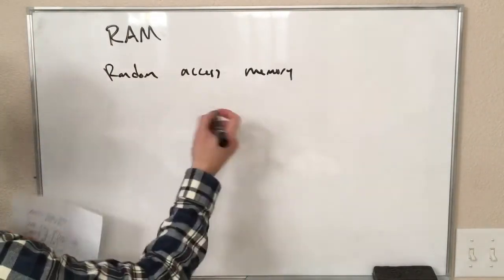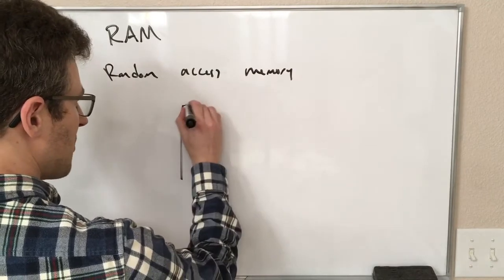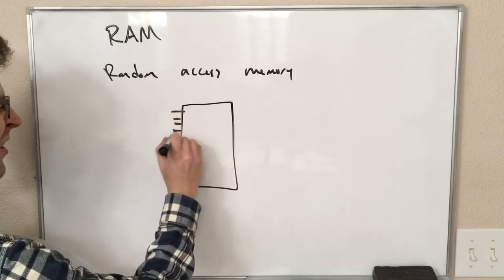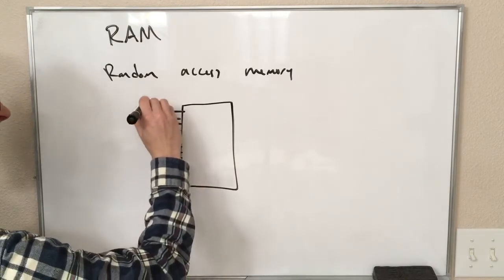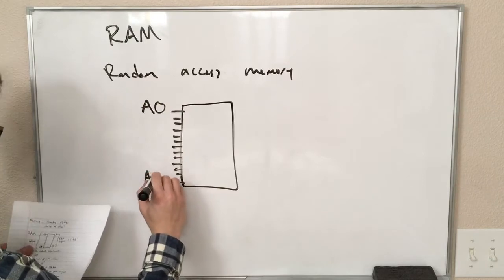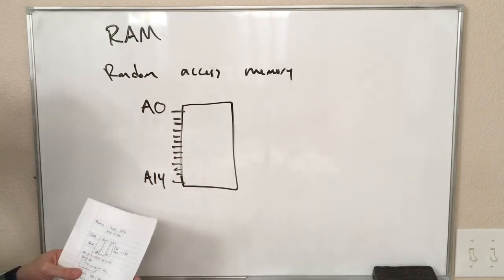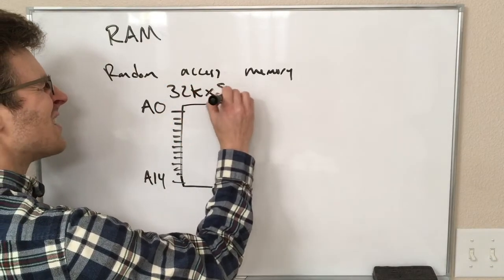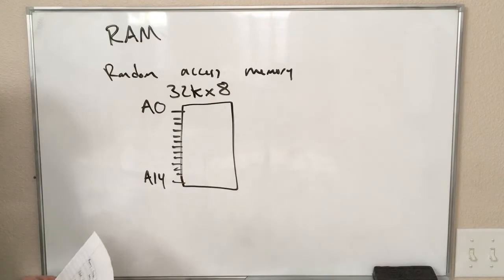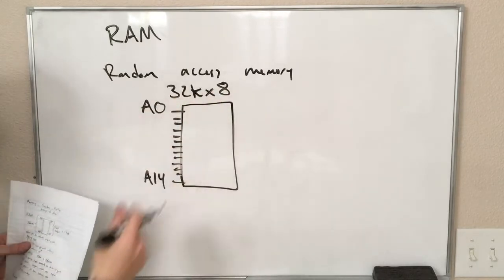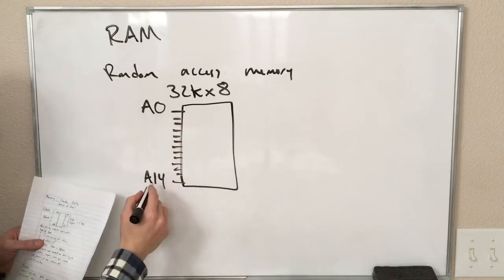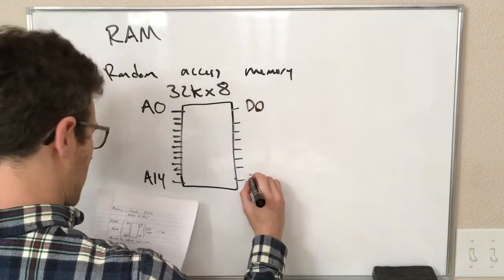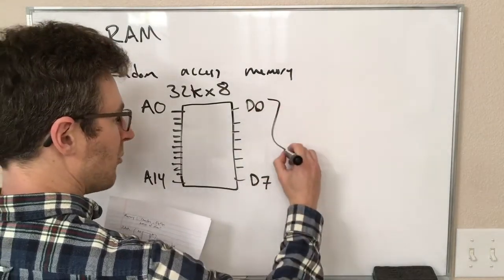The way that works, and we'll just do a little block diagram schematic of the chip to explain this, our important inputs are labeled A0 through A14. This is a particular RAM chip we're looking at. This is called a 32K x 8, which we'll explain in a second here. So A0 through A14 are our inputs, and D0 through D7 are our outputs.